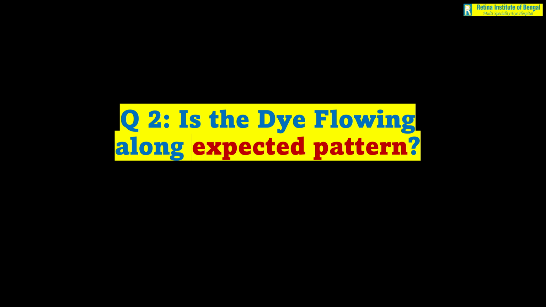Second is, you look at how the dye is flowing through the blood vessels. So one is the speed, the other is whether the dye is remaining within the blood vessels. Because as I said, normally the sodium fluorescein dye does not leak from the blood vessels or across the retinal pigment epithelial barrier.